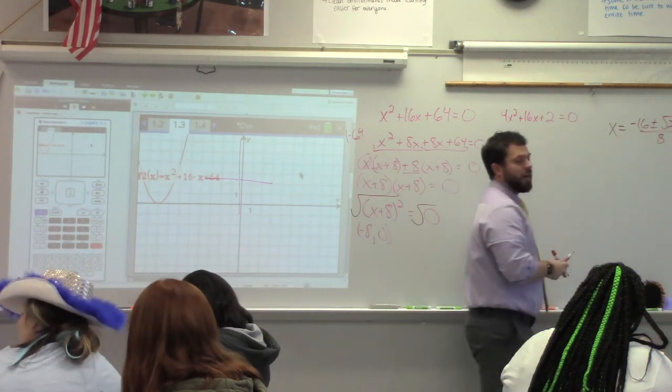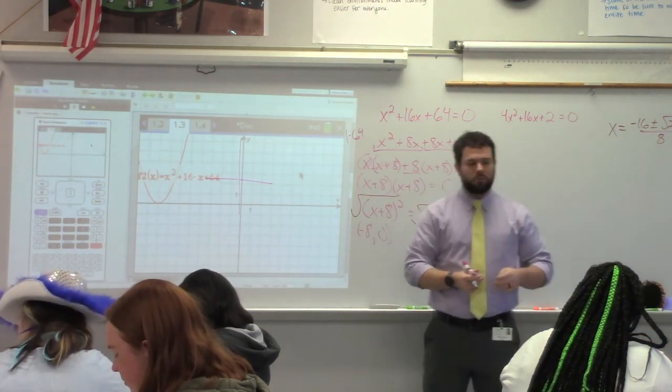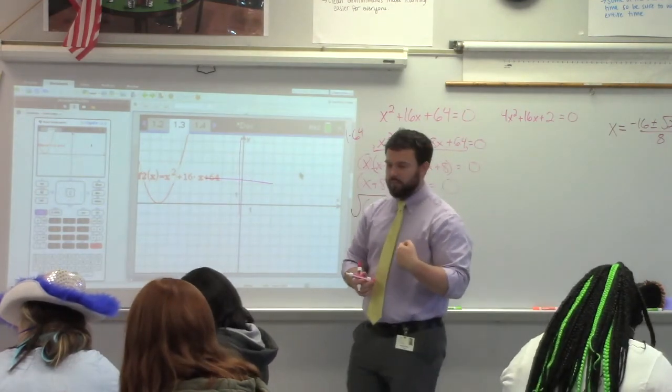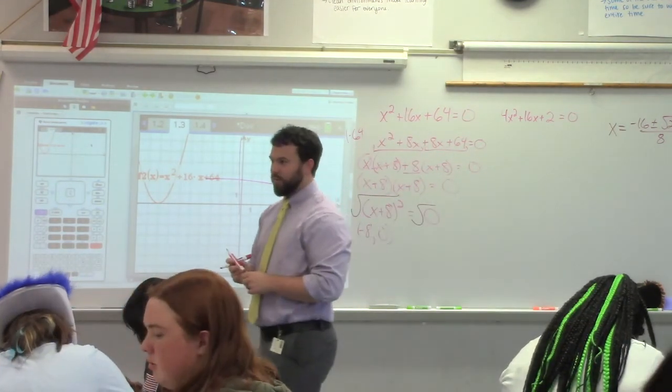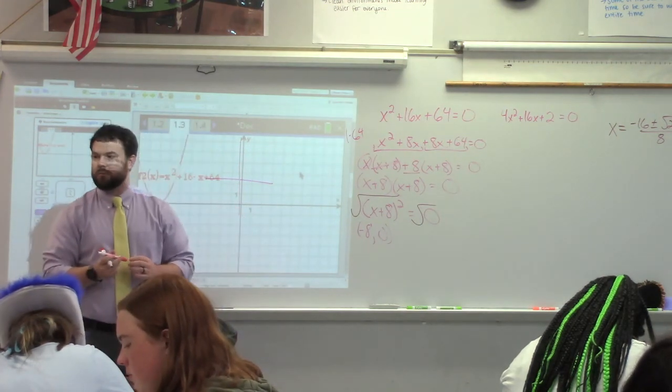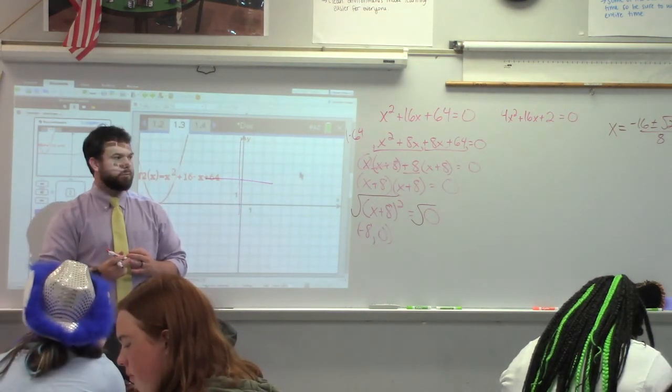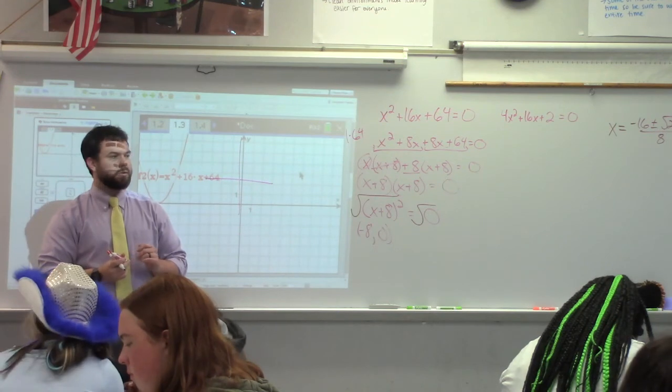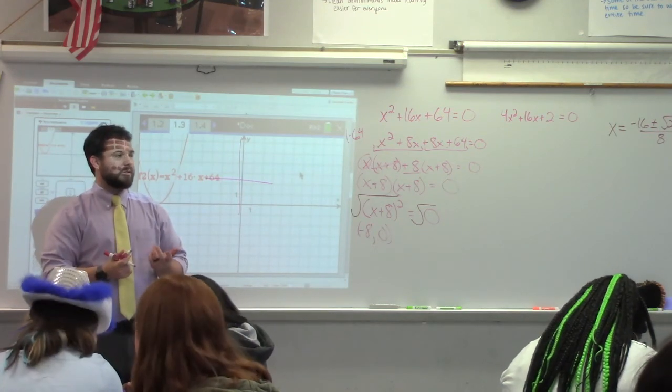So I will point this out. Square root of 224. Type that into the calculator. Square root of 224 in the calculator. 14.96. And that decimal doesn't look pretty, does it?